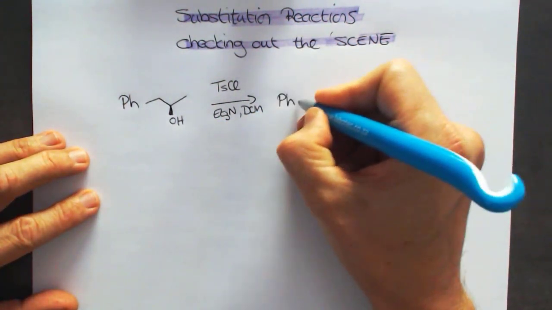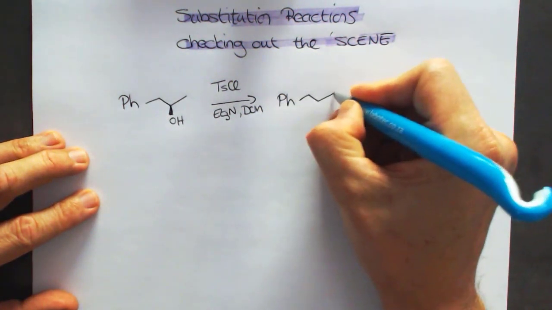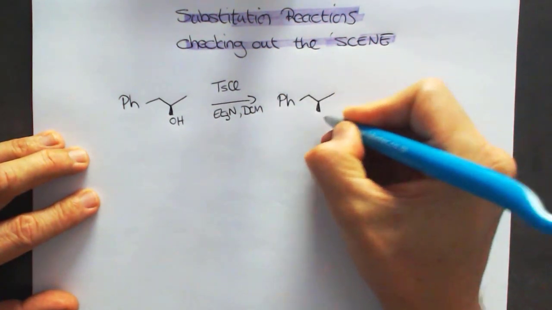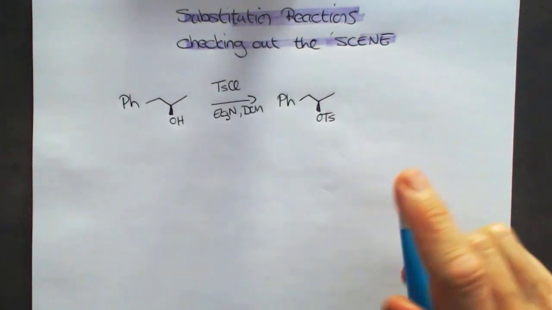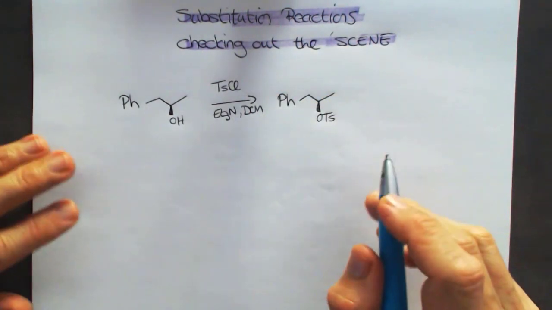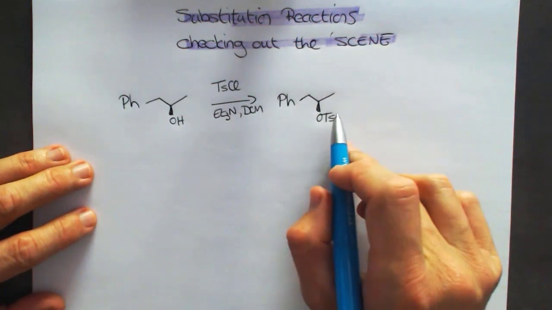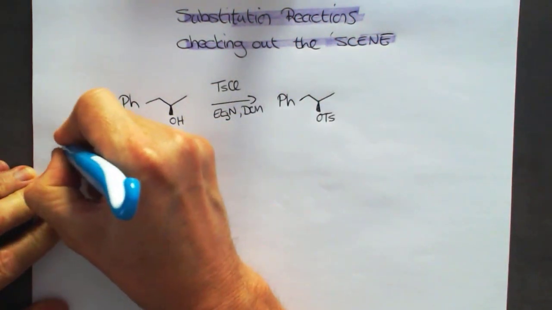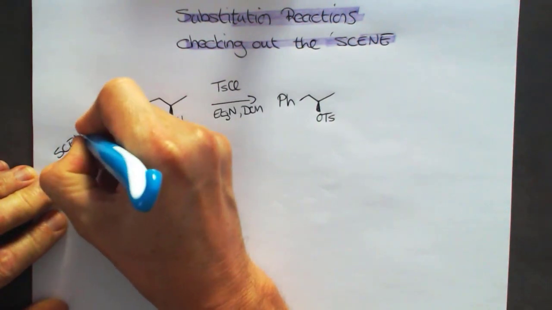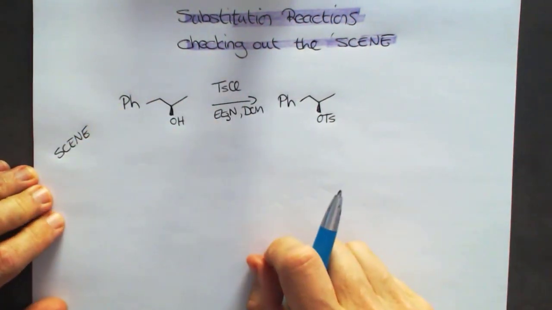So the tosylate, the product, looks like this. We've got the stereochemistry, we haven't changed that. We've got a Ts over there, and that is the immediate product. Now I'm going to do something with that product next, but let's just have a look at this mechanism and analyze it in terms of our acronym, the SCENE.